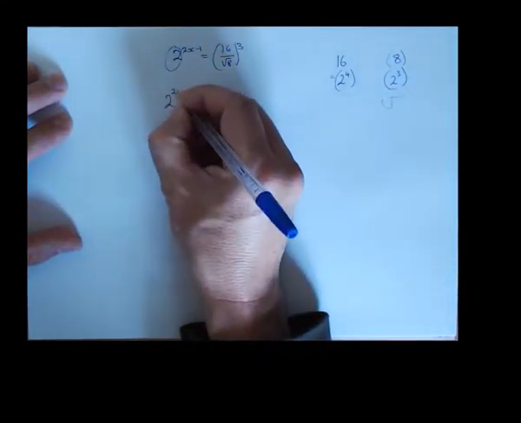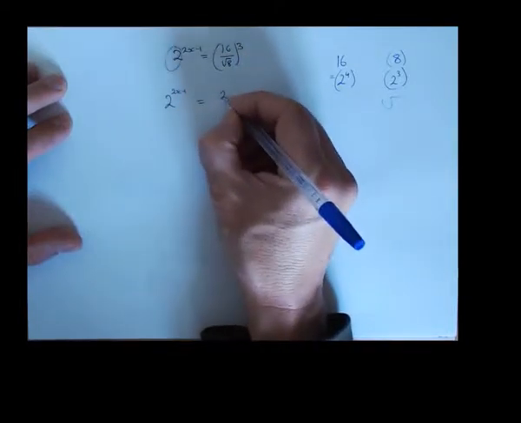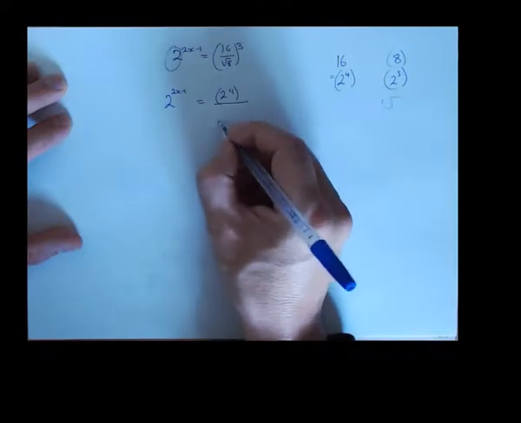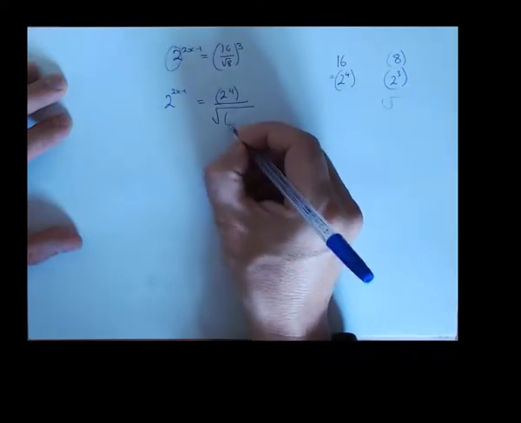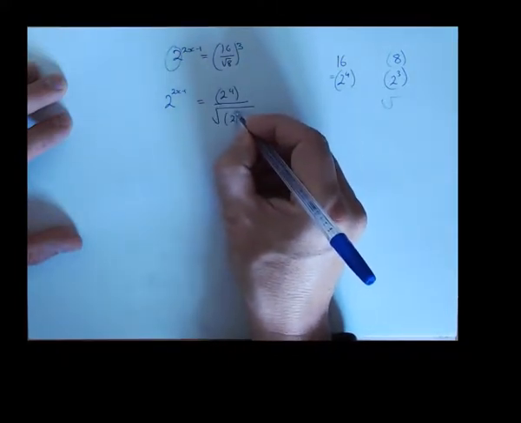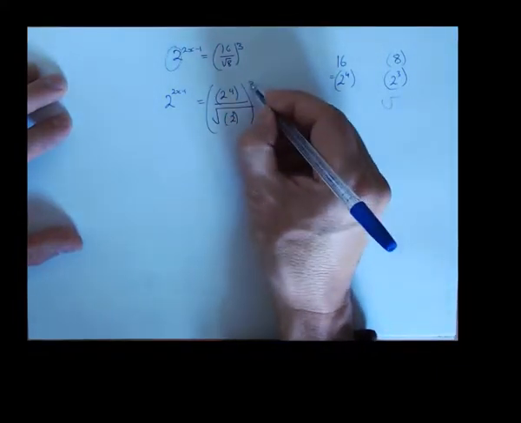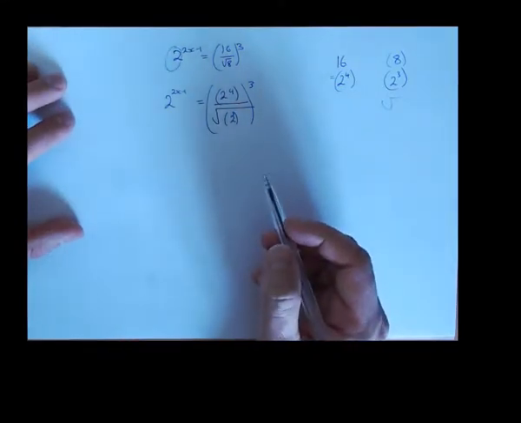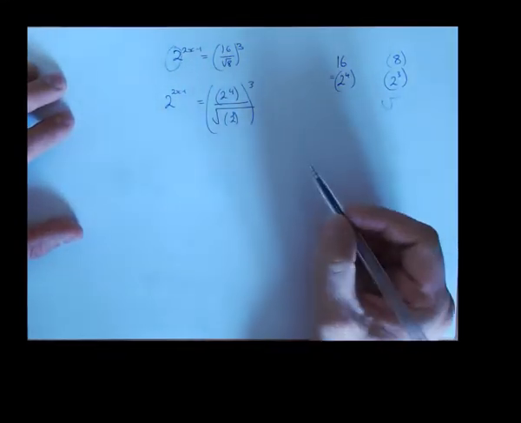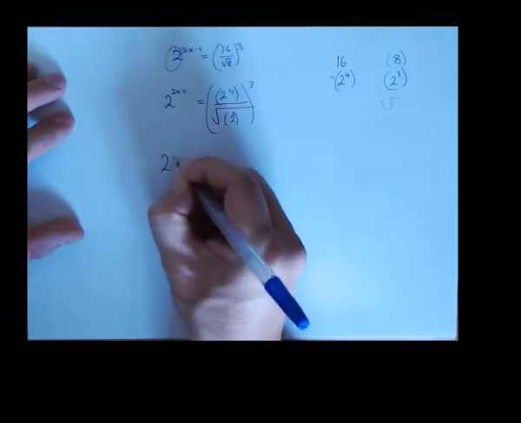So 2 to the power of 2x minus 1 is equal to (2 to the power of 4 in brackets over the square root of 2 to the power of 3 in brackets), and this whole thing is to the power of 3. So we haven't dealt with everything we need to deal with just yet. We need to deal with the square root, and as we know, we replace the square root with a power of a half. Let's do that.